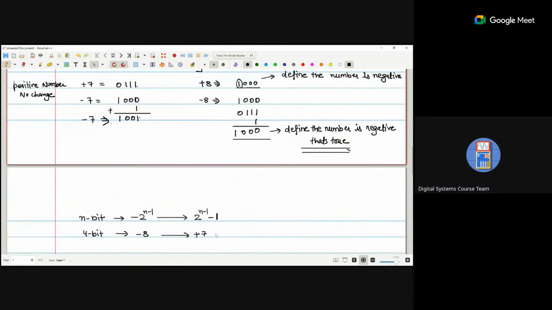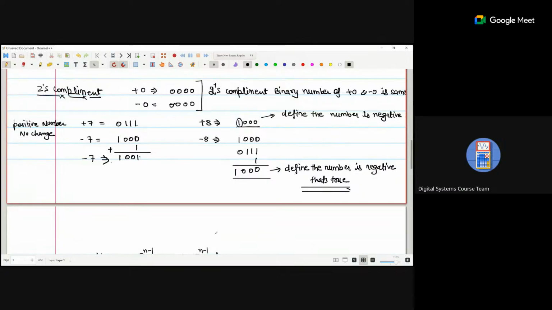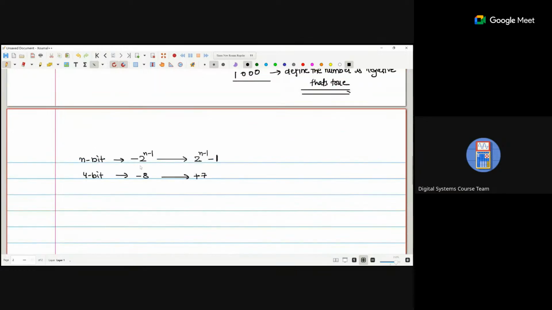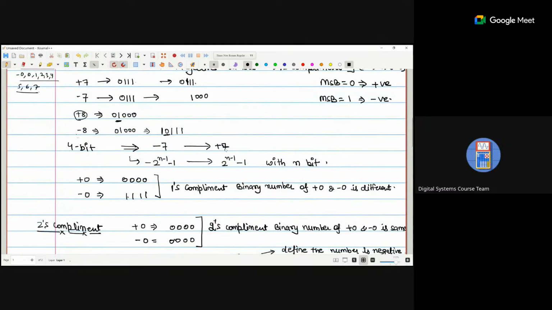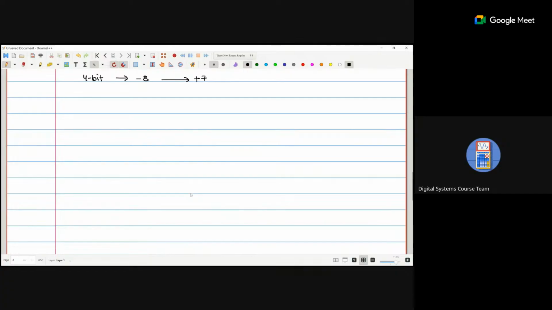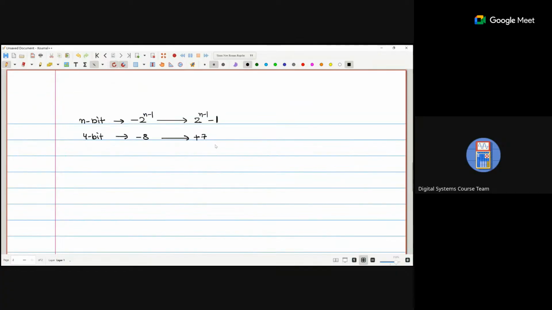Now in the case of 2's complement, +0 and -0 will be combined. Both will be represented by the same number. So one number is increased, and that number will be in the negative direction. Here it is -7 to +7. Here it is -8 to +7 with 4 bits. Clear? Any doubt?